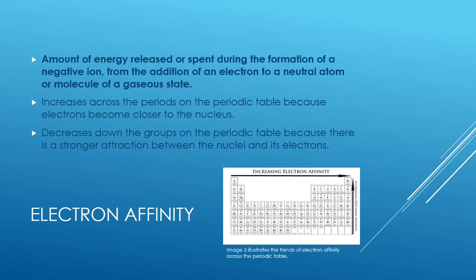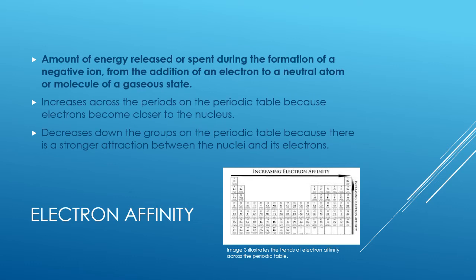Electron affinity is the amount of energy released or spent during the formation of a negative ion from the addition of an electron to a neutral atom or molecule of a gaseous state. The electron affinity increases across the periods on the periodic table because electrons become closer to the nucleus, and it decreases down the groups on the periodic table because there is a strong attraction between the nuclei and its electrons.